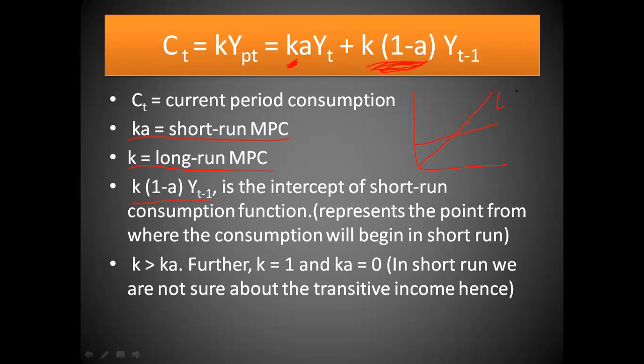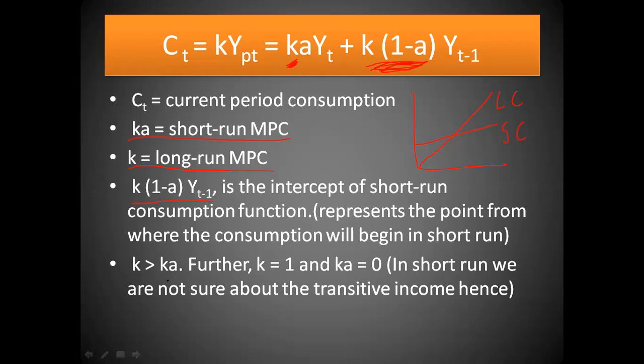So here, if you could see, this is the long run consumption function, this is the short run consumption function. So this LC is steeper and this short run consumption function is flatter. So that is why this K is more than Ka. Also, K can be 1, Ka can be 0. In short run, we are not sure about the transitory income levels.